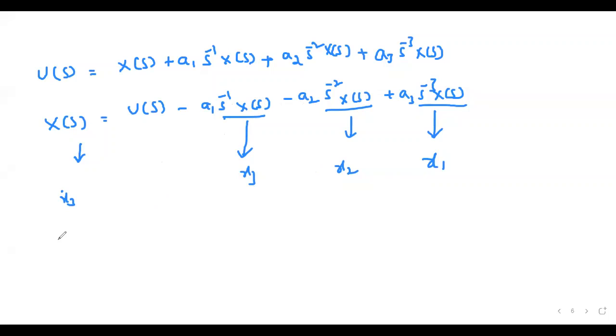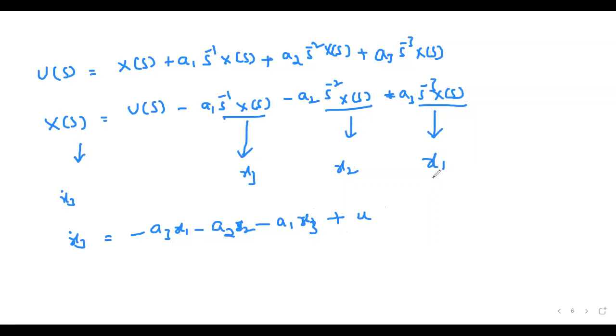Okay. From this equation, after assuming the state variables, x3 dot is equal to, now I will write in order, minus a3 x1 minus a2 x2 minus a1 x3, and plus u. Correct? Maybe it is correct.